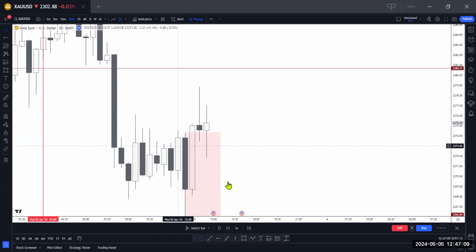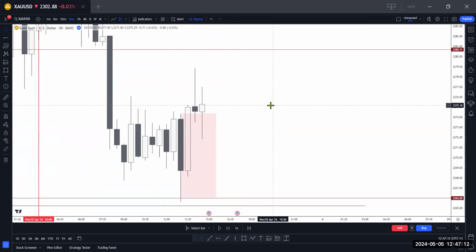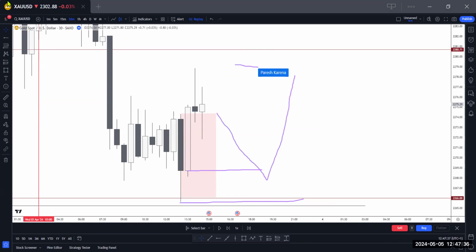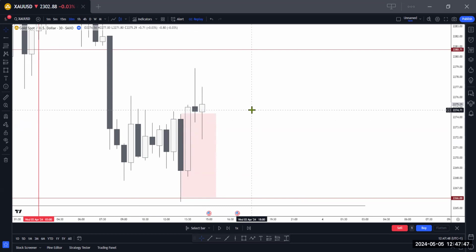So, can someone tell me where my entry will be and where my exit will be? Where will I enter? Where will I exit? All right, guys, who is marking this for me? Where is my entry? Where is my exit? Nice, nice. Who else? Nice one, Paresh. Anybody? Mustaq, where would you mark?